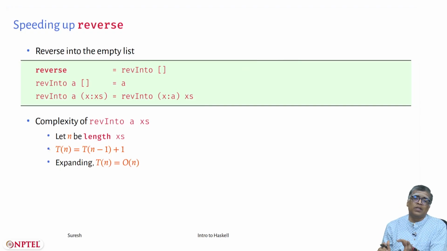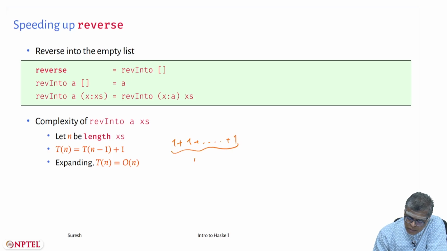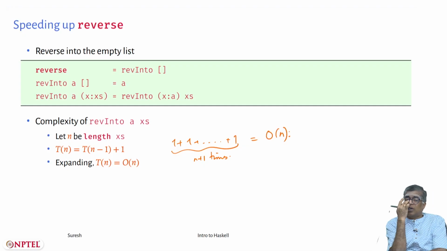And if you expand this recurrence, you will have T of n is T of n minus 1 plus 1, but T of n minus 1 is T of n minus 2 plus 1, and so on till you reach T of 0. T of 0 is 1. So, you are actually adding 1 plus 1 plus 1, n plus 1 times, which is nothing but order n. So, this strategy of doing reverse into is actually much faster.